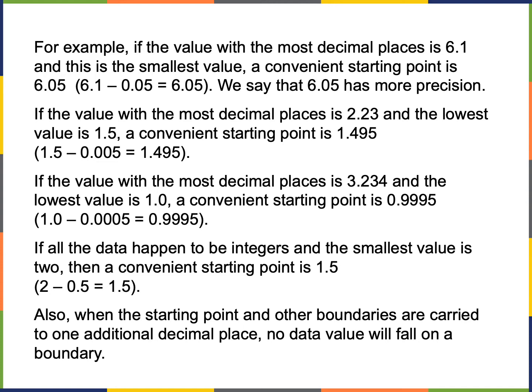If the value with the most decimal places is 2.23, so you have 2 decimal places, but the lowest value in your data set is 1.5, you would subtract something that gives 3 decimal places. In other words, 0.005 is a good example. If it was whole integers, a good starting point would just be 0.5 underneath the lowest value. In this case, the lowest value is 2, and you would subtract 0.5 and get 1.5.